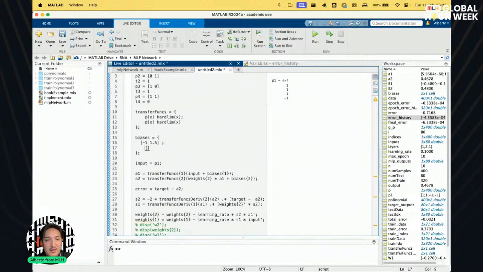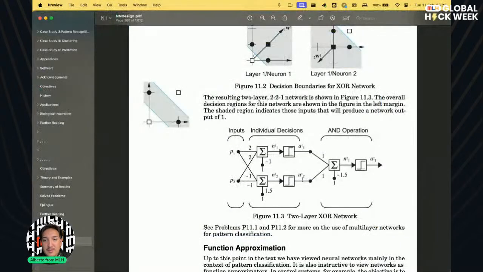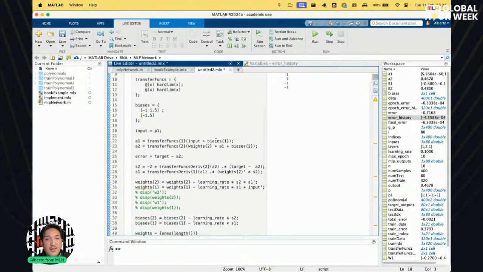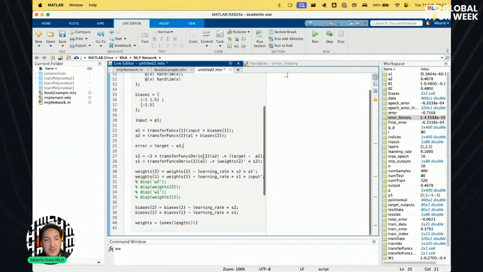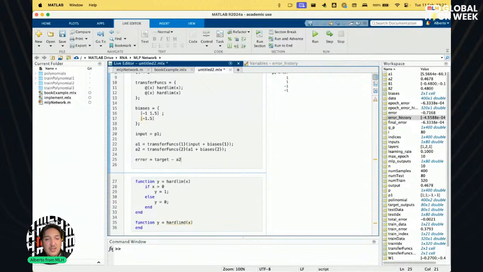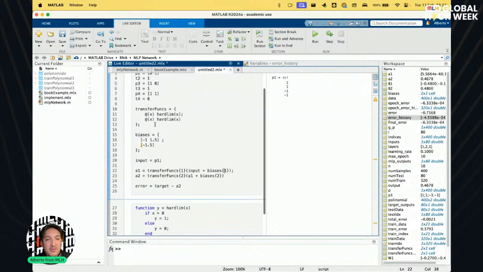And 1.5, -1.5. Biases of 1. We remove the weights, so this is just going to be a 1. The error, we're not using sensitivity, and we're not incrementing this. So let's see what this has to offer for us.